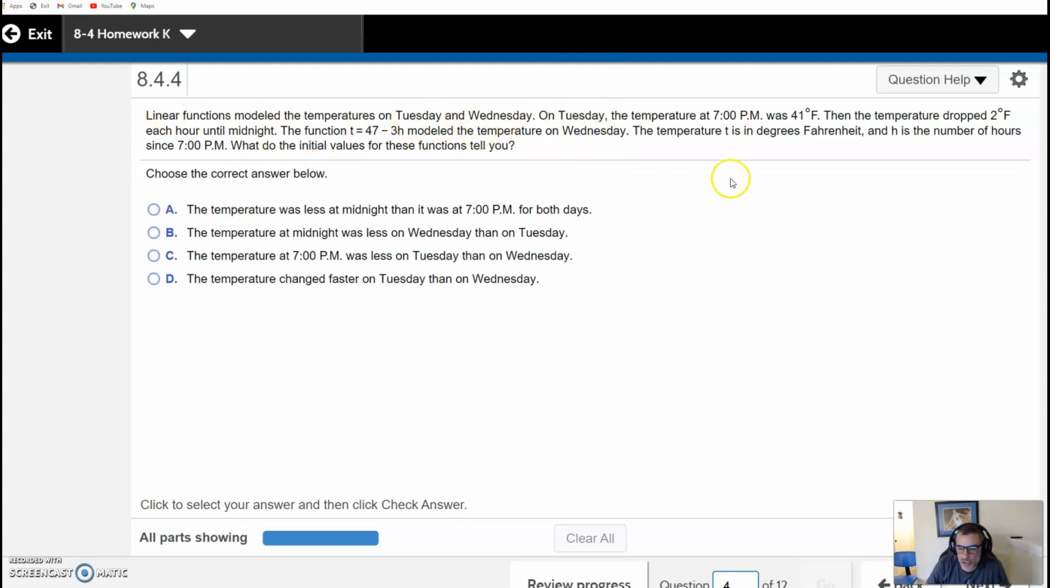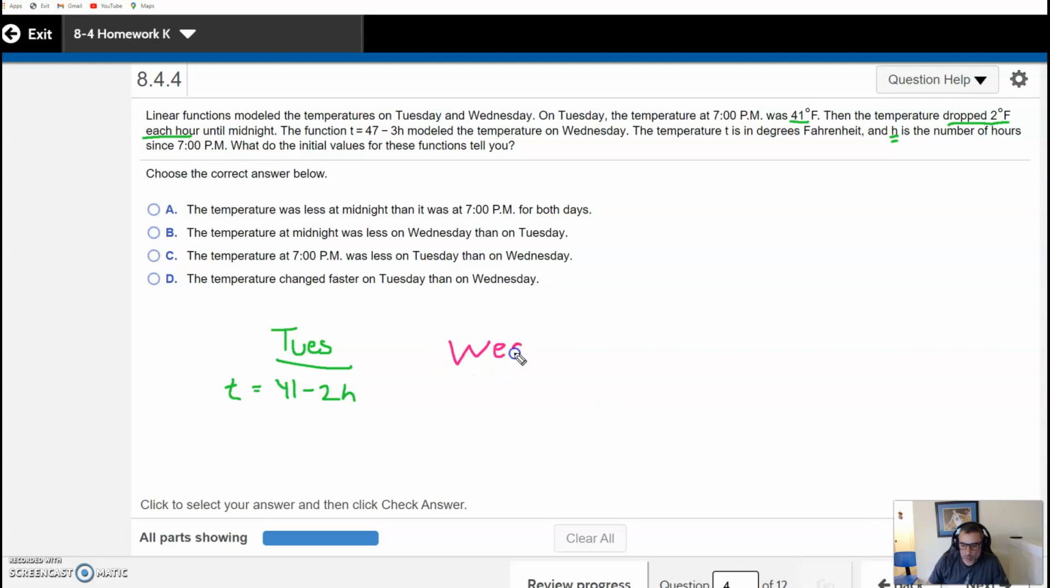So let's see. We're talking about Tuesday and Wednesday here. On Tuesday, so I'm going to go ahead and write Tuesday here. Tuesday, the temperature, and they want us to use T for temperature. So the temperature is equal to, let's see, at 7 p.m. it was 41 degrees. Okay, so we start off at 41, and then it dropped. Dropped means it went down 2 degrees each hour. All right, and they want us to use H for the number of hours. So the temperature was 41 degrees, and then it went down 2 degrees each hour. So now I have a nice equation that represents what happened on Tuesday. The temperature is 41 degrees minus 2 degrees every hour after 7 o'clock.